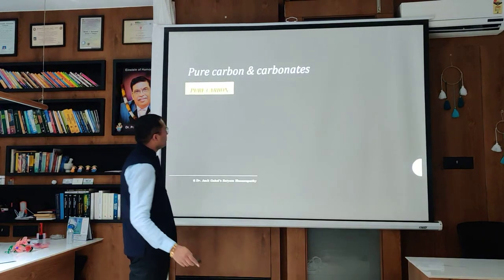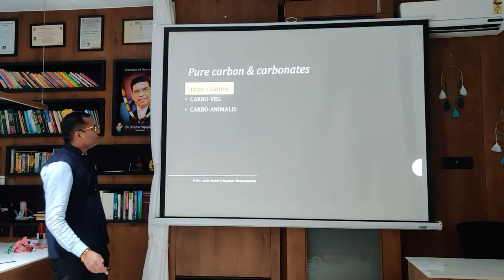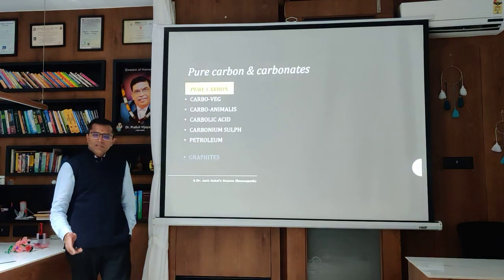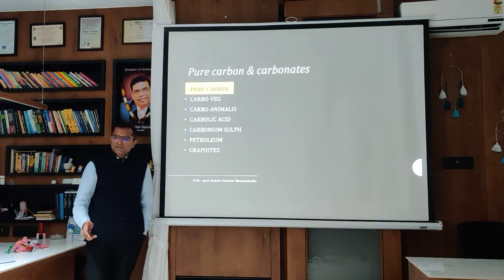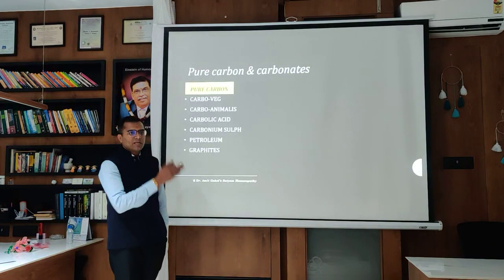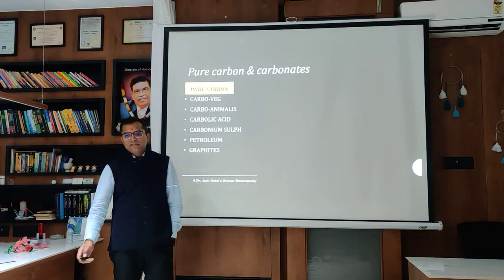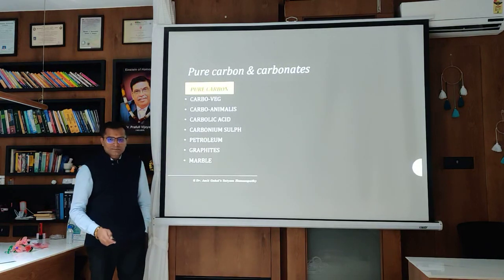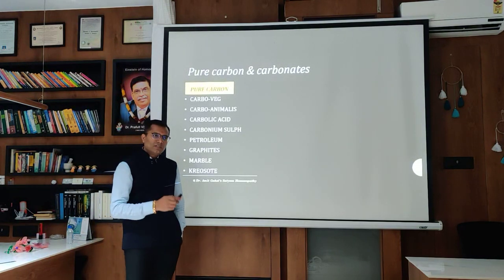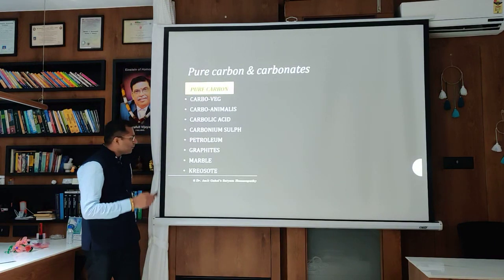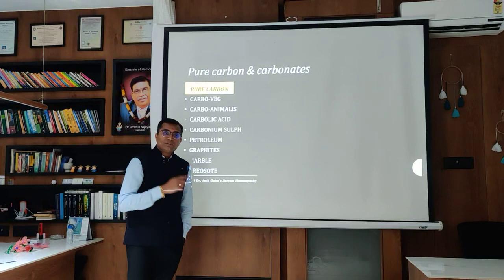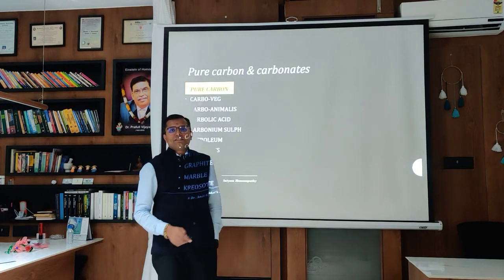So I rightly said that the pure carbons are carbo vegetalis, carbo animalis, carbolic acid, carbonium salt, petroleum, and graphite. These are the pure forms of the carbon. Whereas, again, marble. Marble is also a pure form of carbon. Another is creosote. It is also a pure form of carbon. Another remedy which comes into this carbon group is called eupion.